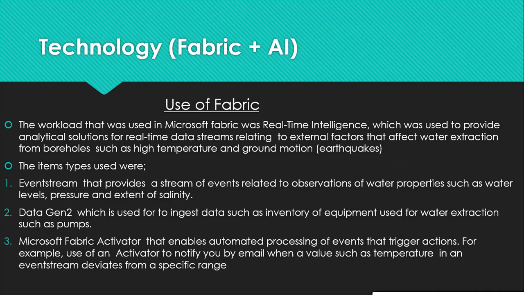For Fabric, as mentioned before, we're using the workload for Real-Time Intelligence, which is mainly used for provision of real-time data. Then the item types: the event stream, which we use for examination of internal water properties; data generation for ingestion of files, mainly for inventories; and Fabric Activator, whereby we seek to trigger actions. For instance, if the temperature level is high, then water engineers could be notified and various actions could be taken.